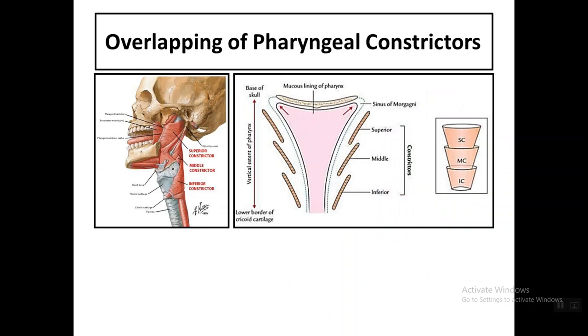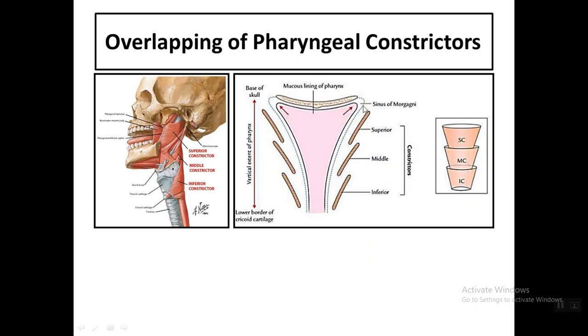There is an overlap of the pharyngeal constrictors اللي هي superior والmiddle and inferior constrictor. Superior, middle and inferior constrictors overlap each other. يعني شنو معناها؟ معناها the upper part of the middle constrictor will overlap the lower part of the superior constrictor. The upper part of the inferior constrictor will cover the lower part of the middle constrictor. So they overlap each other.